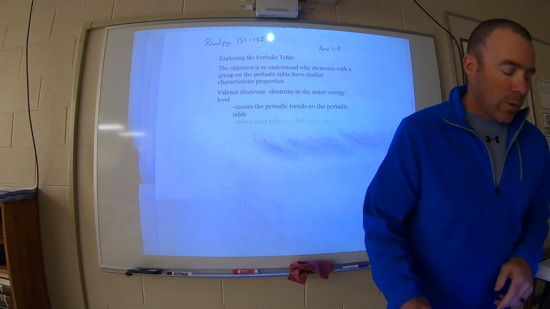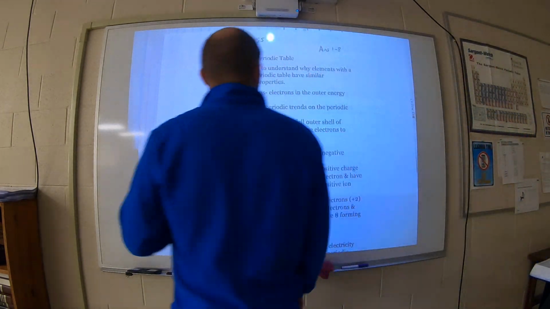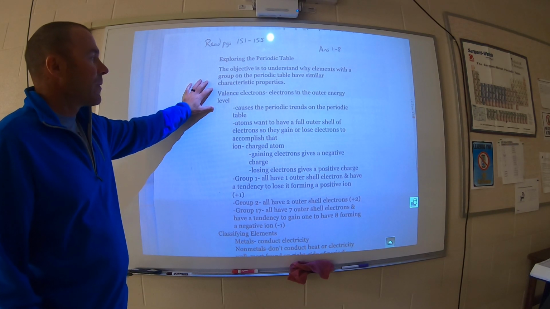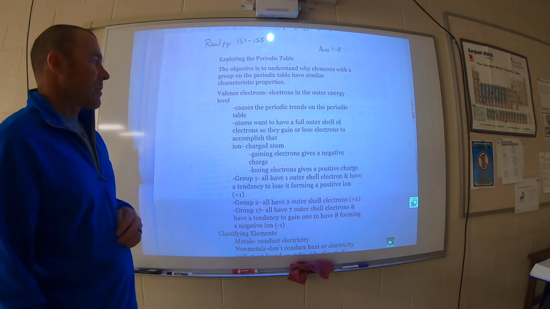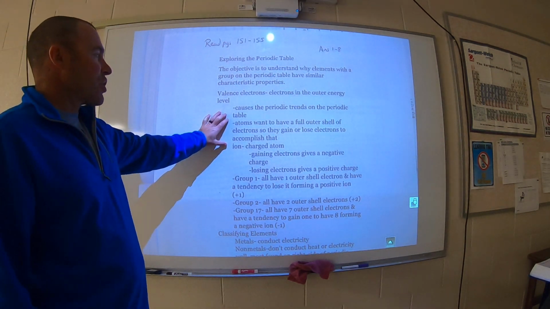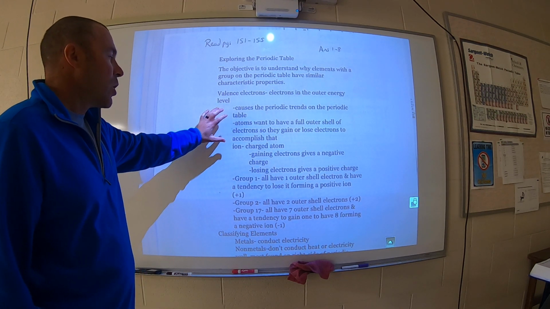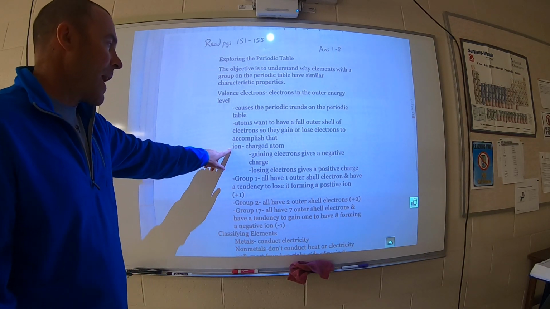Okay, and the group relates to the number of valence electrons. So the valence electrons, those are electrons in the outer energy level. We talked about that last chapter, and it causes the periodic trend on the periodic table. All atoms want to have a full outer shell of electrons, so they gain or lose electrons to accomplish that. When they gain or lose electrons, they form what's called an ion, which is a charged atom.